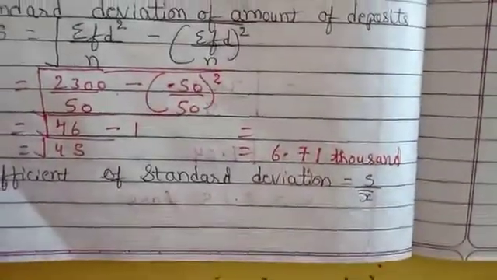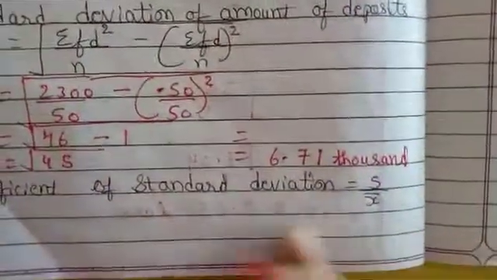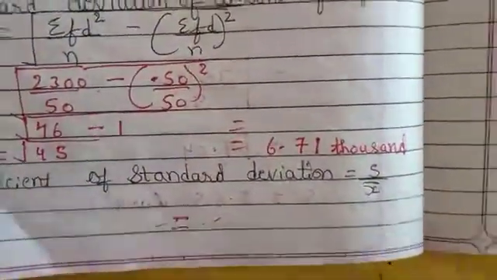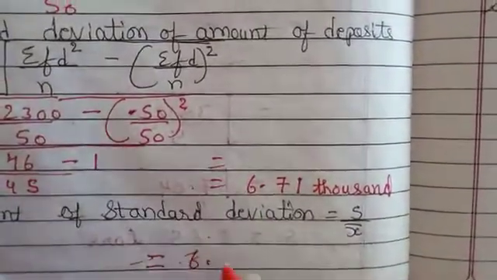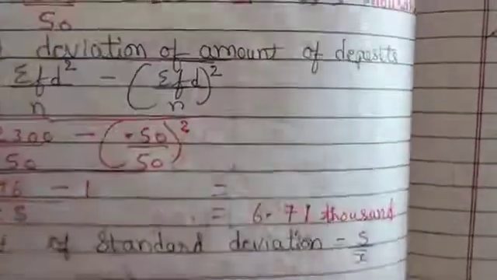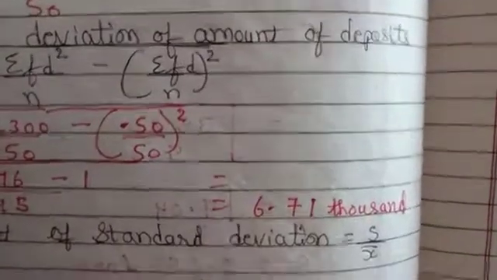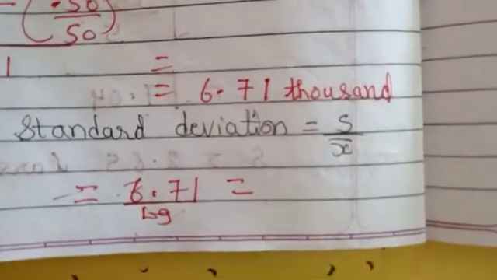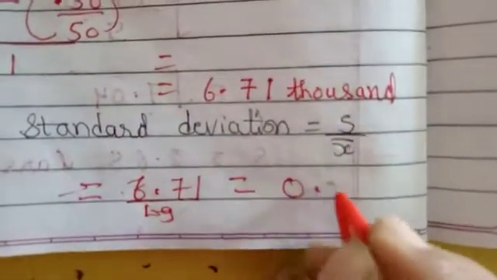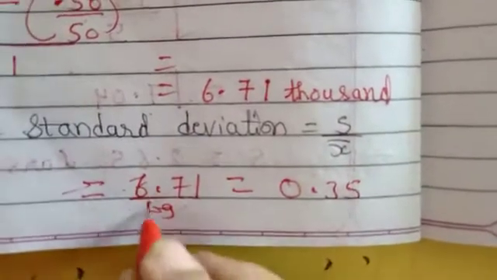Now I have to find the coefficient of standard deviation. So the coefficient of standard deviation formula is S upon X bar. S, that is your standard deviation, is 6.71, divided by your mean, that is 19. So 6.71 divided by 19 will give you 0.35 as your answer.